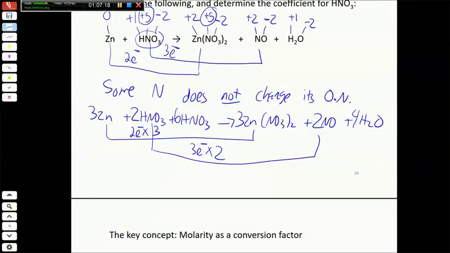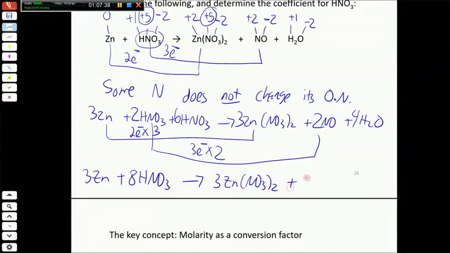And so finally, when we simplify this, we get 3 zincs. We can recombine the HNO3s now at the end. 2 plus 6 is 8. And then we have a 3 in front of zinc nitrate, a 2 in front of NO, and then 4 waters. And so the coefficient in front of nitric acid, which is what we were asked about, is an 8 in this case.